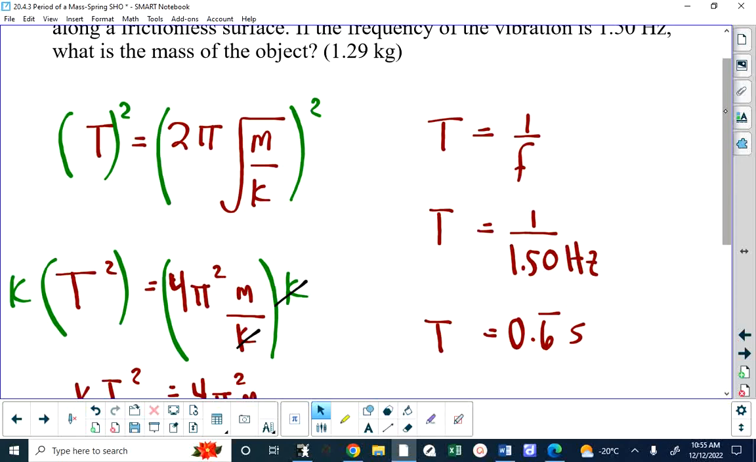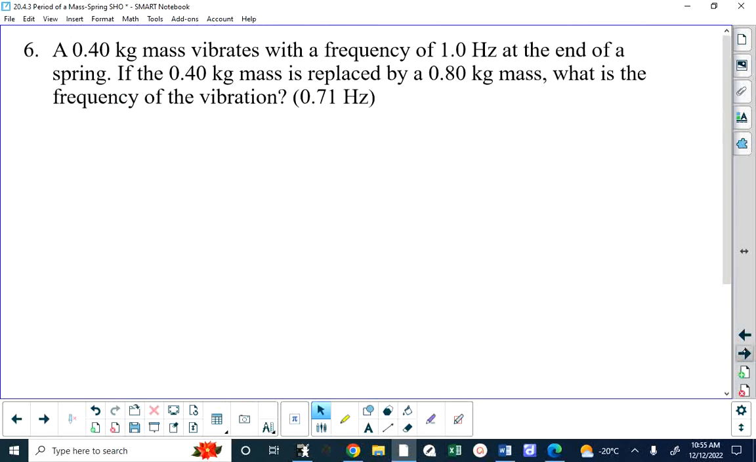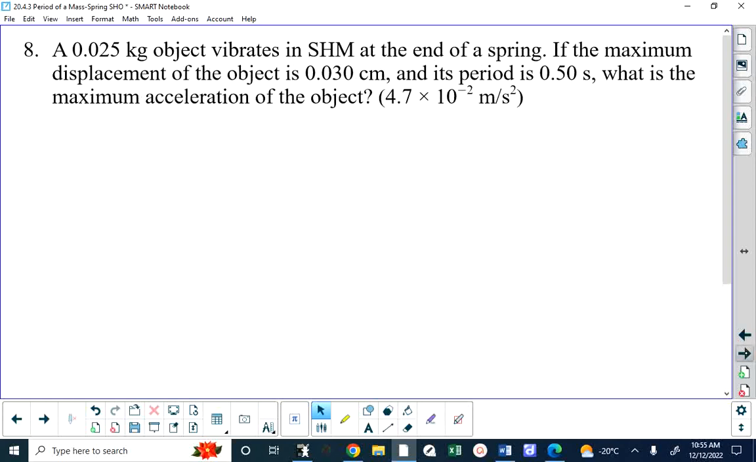8. Okay, let's look at number 8. We have a mass of an object that's in simple harmonic motion. That's what that SHM means. On a spring, the maximum displacement is given, the period is given. What's the maximum acceleration? So when you have a mass oscillating on a spring, this goes back to what we did a few days ago.